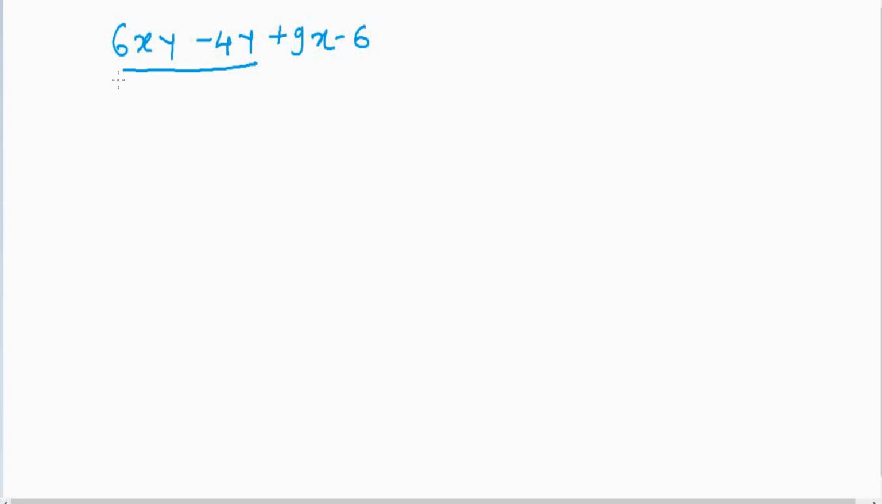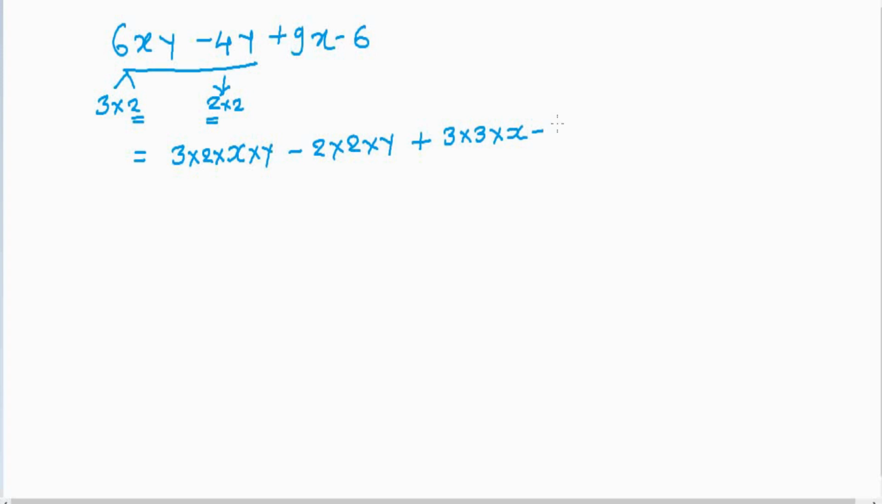and also factors of 6 are 3 and 2, 3 into 2, and 4 can be written as 2 into 2. So here we can take this 2 as a common term from these first two. Okay, so we write in terms of these factors: 3 into 2 into x into y minus 2 into 2 into y plus 9 means 3 into 3 into x, and we write this 6 as 3 into 2.